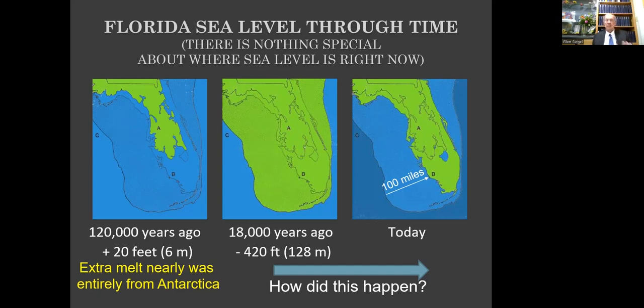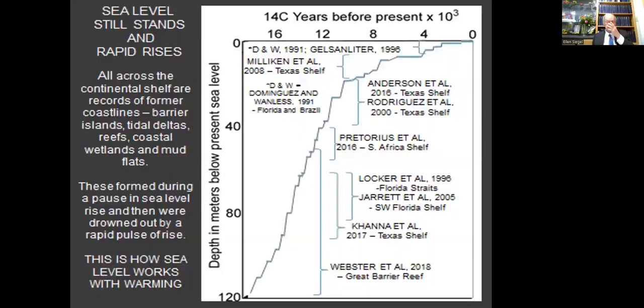And the really important question to thinking about the future is, how do we get from that 420 feet lower sea level to today as we moved into the present interglacial period? It turns out it wasn't just a gradual pickup and then slow down. It was a series of discrete pulses all across our continental shelf. We have old barrier islands, old reefs that would form at still stands of sea level, and then they would just be drowned out by a rapid pulse of rise.